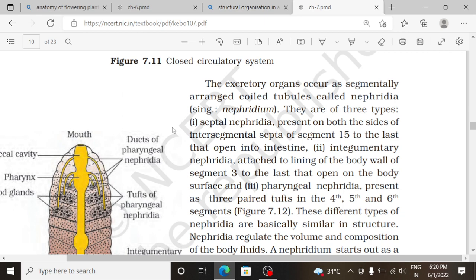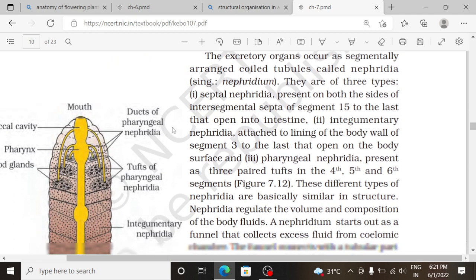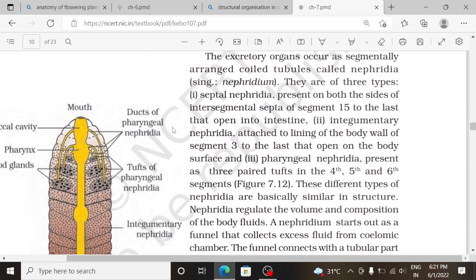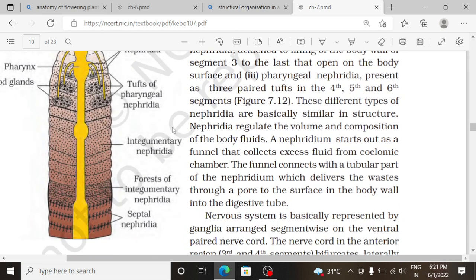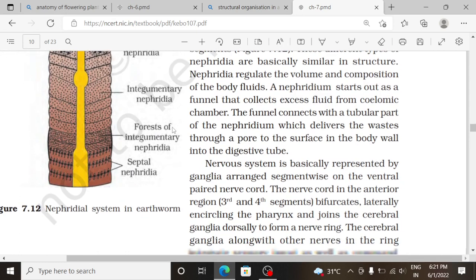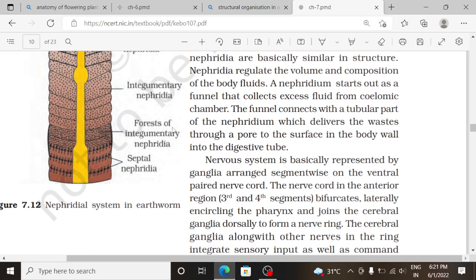Septal nephridia, which are present on both sides of the intersegmental septa of segment 15 to the last, open into the intestine. Second is integumentary nephridia, which are attached to the lining of the body wall of segment 3 to last and open on the body surface. And third type is pharyngeal nephridia, which are present as three paired tufts in the 4th, 5th and 6th segments. These different types of nephridia are basically similar in structure. Nephridia regulate the volume and composition of the body fluids.